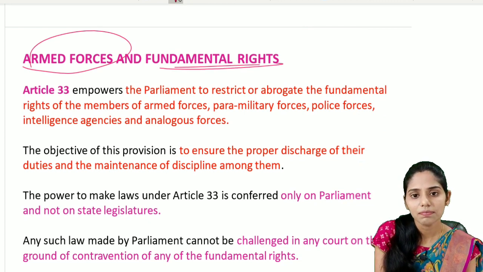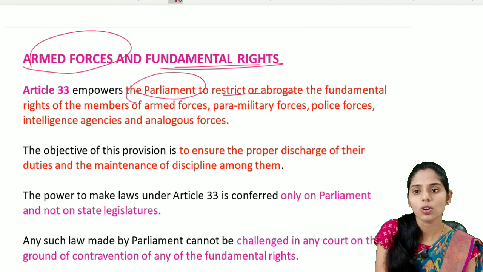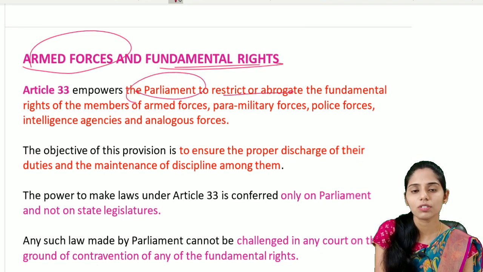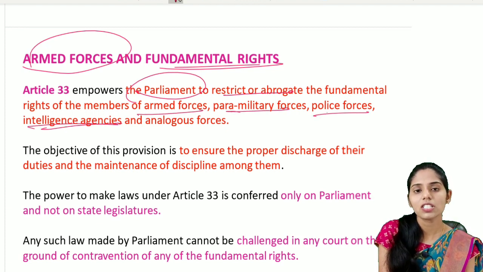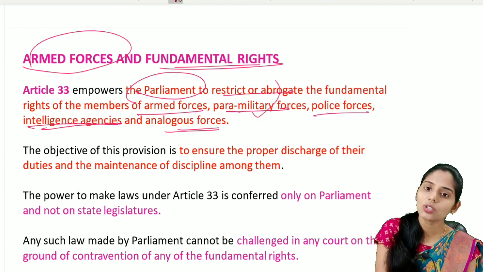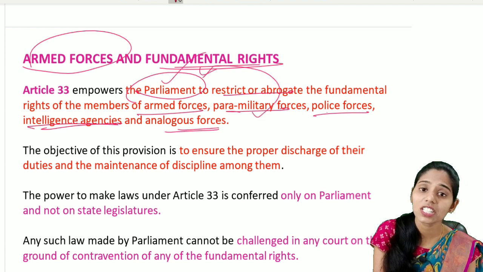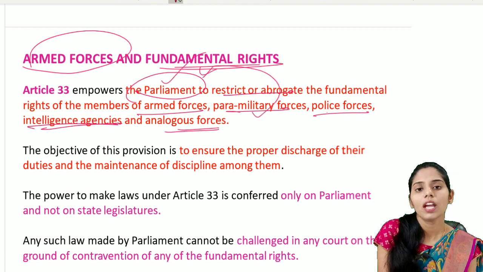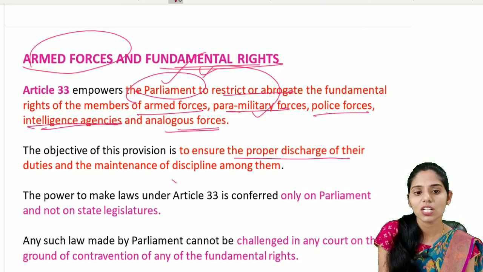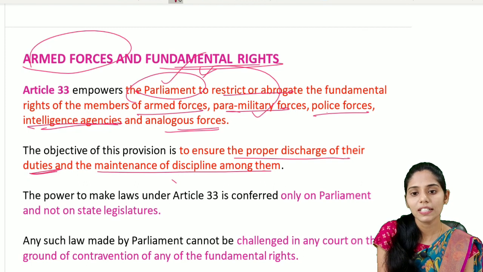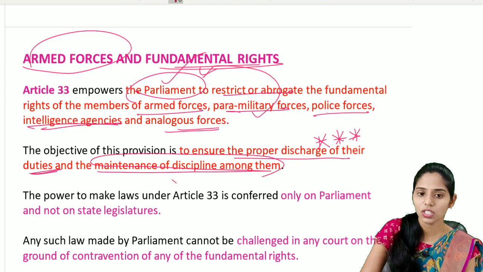It empowers the Parliament to restrict or abrogate the fundamental rights of the members of the armed forces, paramilitary forces, police forces, intelligence agencies and also analogous forces. So in this right also, the Parliament is given excessive powers. The objective of this provision is mainly to ensure the proper discharge of their duty and also maintenance of discipline among them. This is the major objective of Article 33 of the Indian Constitution.